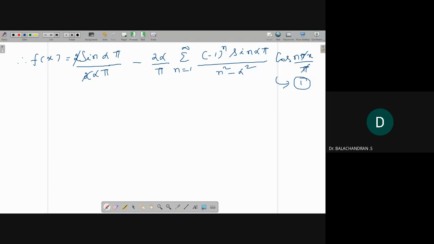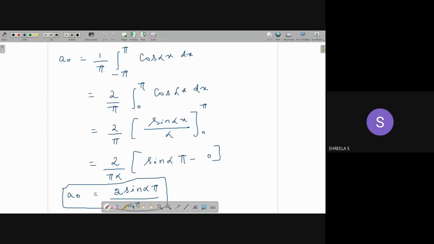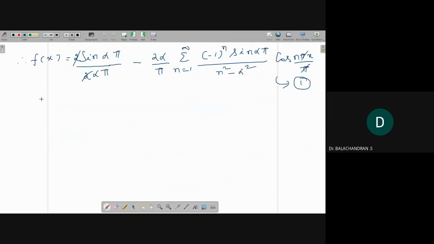Okay, so now you should tell what is the value of x I need to substitute to get the series. Actually, the left hand side is cot alpha pi. So from cot alpha pi, you can easily guess we need to substitute alpha equal to what? Pi. Yes, correct. So x is equal to pi in equation 1. So x is equal to pi is a point of continuity because our interval is minus pi to plus pi, but pi is also included in the interval. So x is equal to pi is a point of continuity.